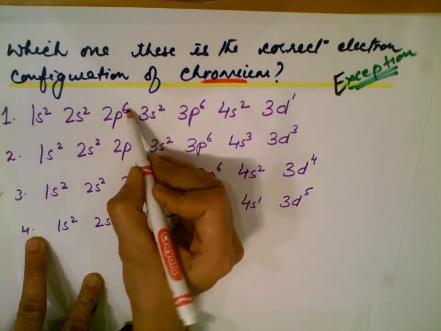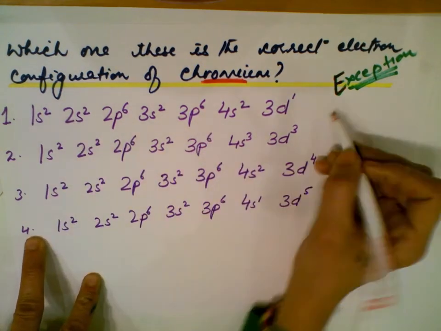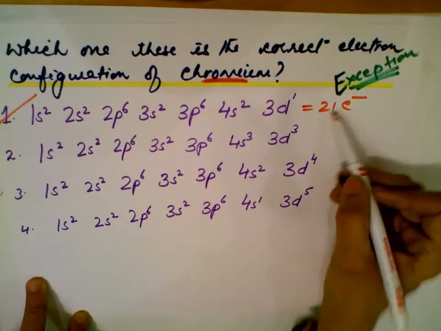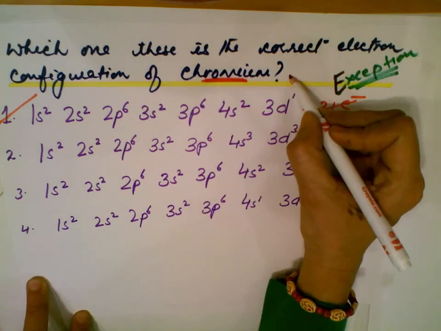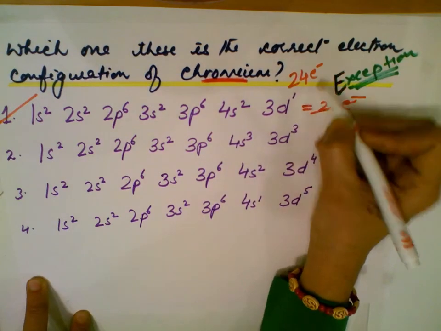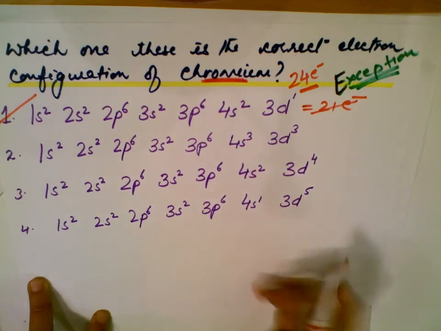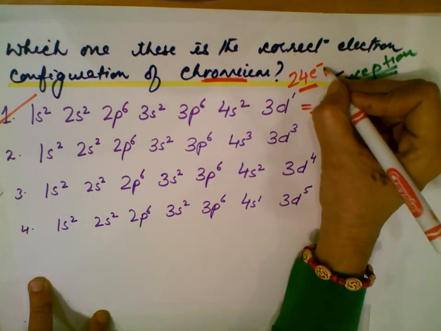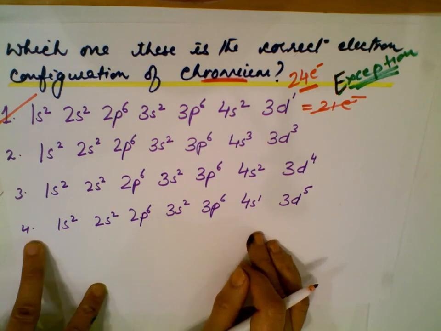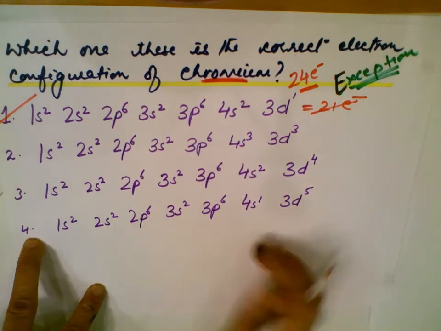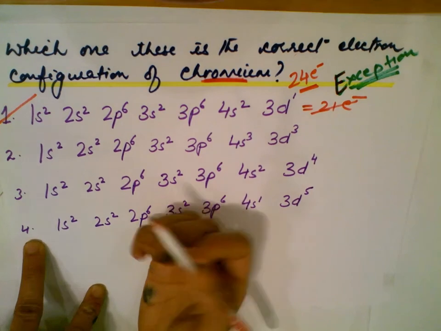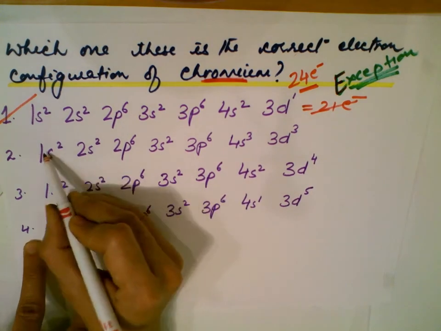2 plus 2 plus 6 plus 2 plus 6 plus 2 plus 1. That's 21 electrons. I know this is incorrect. Cross it out, because chromium has 24 electrons. We just looked at the periodic table. And when I write electrons, I always put a little negative at the top, because electrons are negatively charged. In most of my videos you will see the negative charge on electrons. Even if you don't put the negative, that's okay. Now go to the next one.